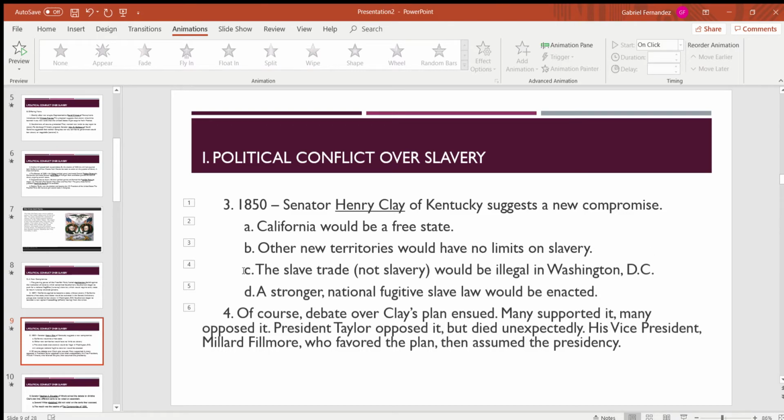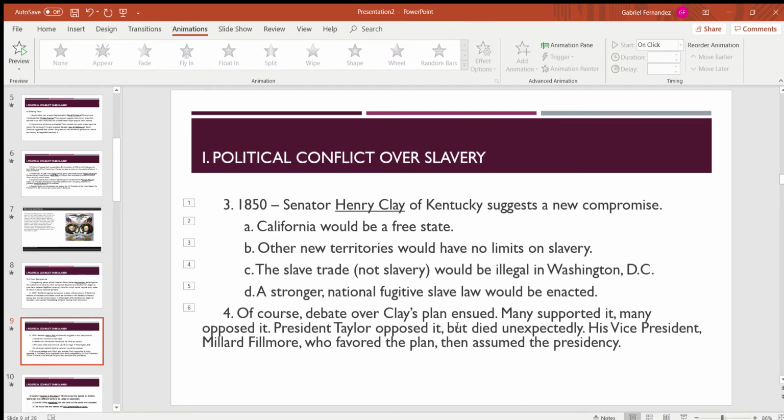The slave trade, we're not talking about slavery here, we're talking about the slave trade, the exchange of enslaved persons, would be illegal in Washington, D.C., capital at the time, capital today. And it would also call for a stronger national fugitive slave law. So you can see here a little bit of a balance between what the North wanted and what the South wanted. Of course, however, debate is going to ensue.